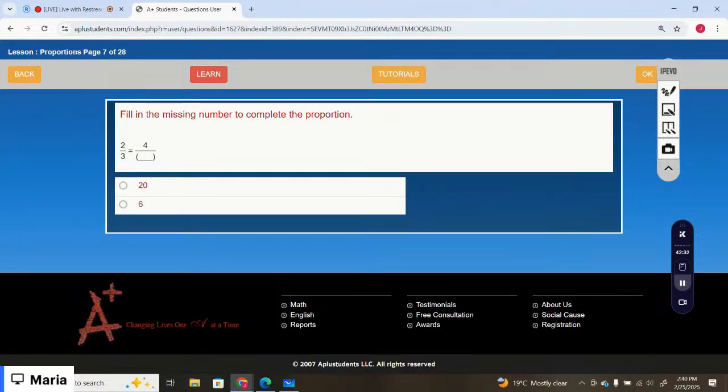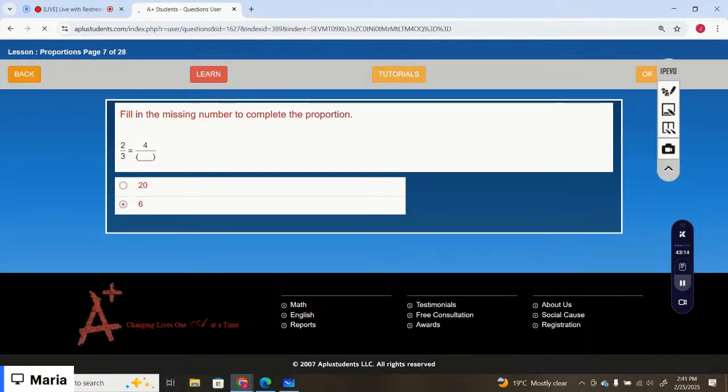Fill in the missing number to complete the proportion. The correct option is 6. Option number 2 is the correct option. Okay, you can complete the lesson by yourself later today.